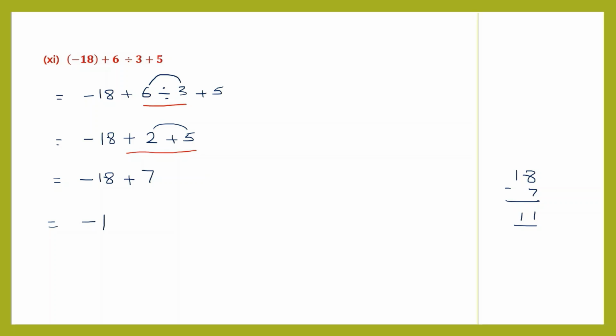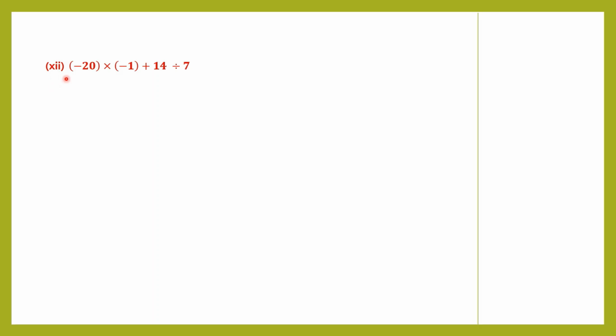So minus 11. So this is our final answer, minus 11. Question 12, minus 20 into minus 1 plus 14 divided by 7. So we have multiplication, addition and division. According to BODMAS, the last part of it, DMAS, division has to be done first. So we have division here. After that, we should do multiplication and then addition.